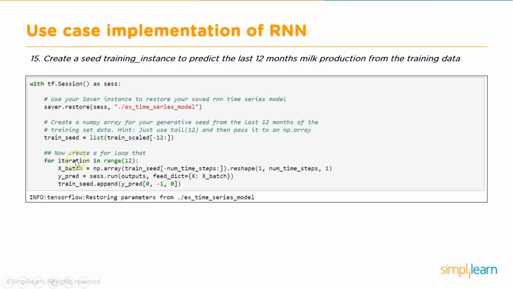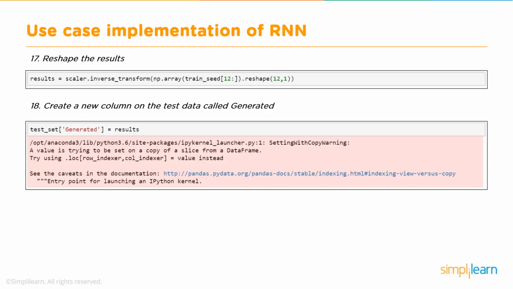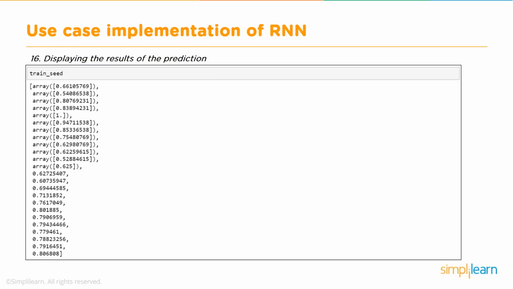So train seed is what we are seeing here. That is what will have the predicted values, and for these predicted values we want to create an additional column, because we want to find out the accuracy of this model. So we need to compare the predicted values with the actual value. What we are doing here is adding another column called generated and assigning a value to that. This is the result of the prediction.